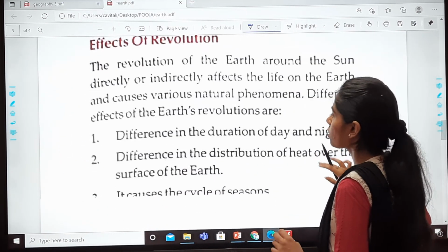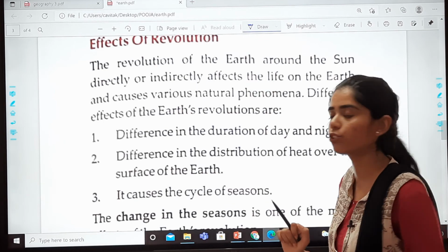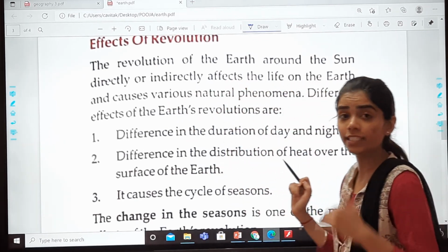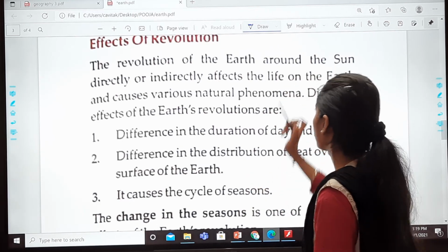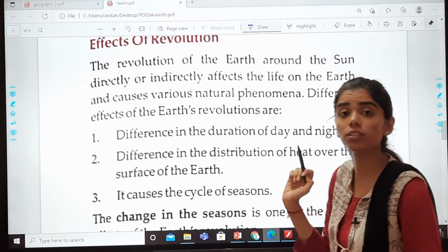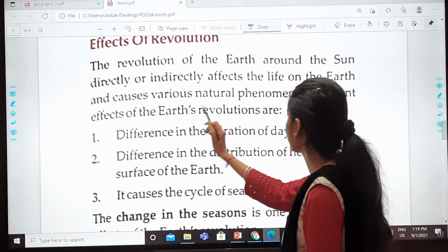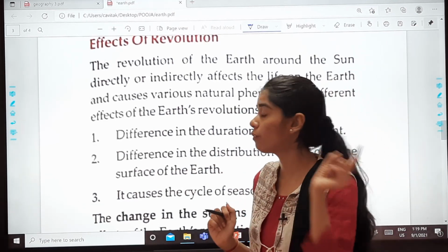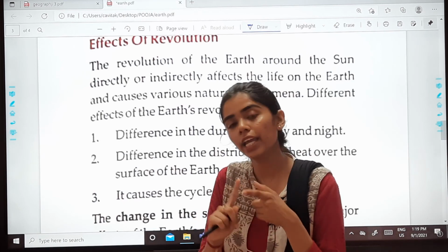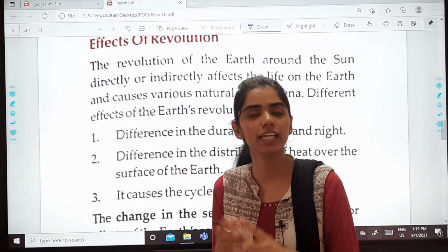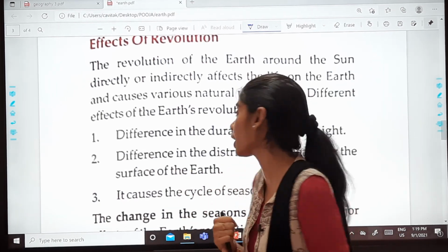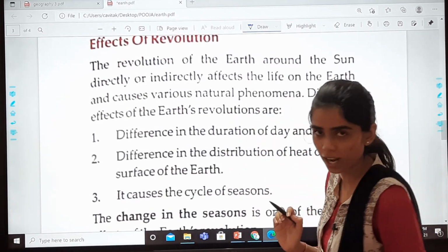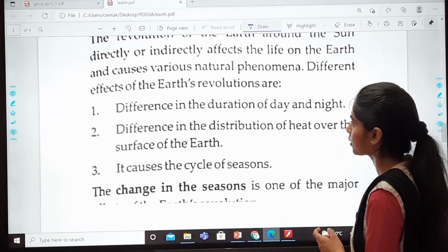Now talking about the effects of revolution. The revolution of the earth around the sun directly or indirectly affects life on the earth and causes various natural phenomena. Okay, so the revolution directly or indirectly affects us. Let's see what the different effects of the earth's revolution are.